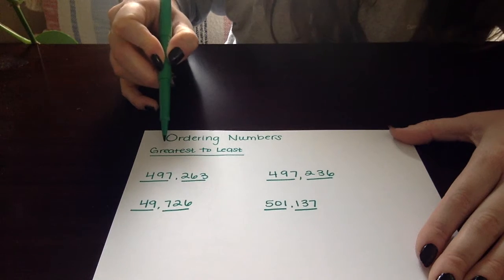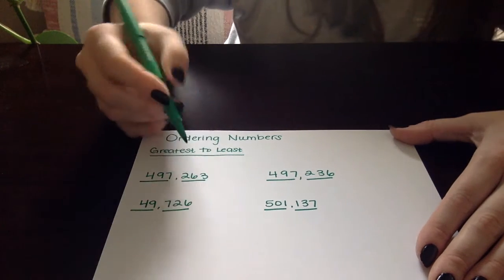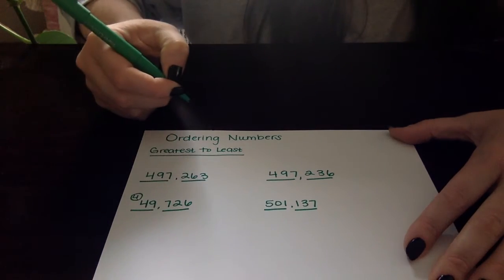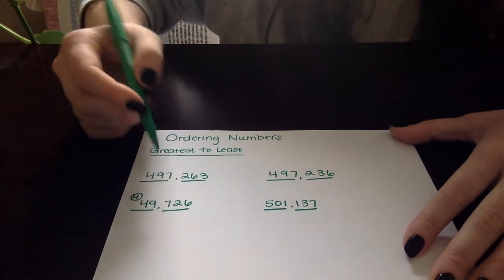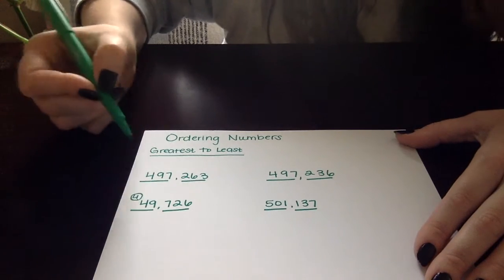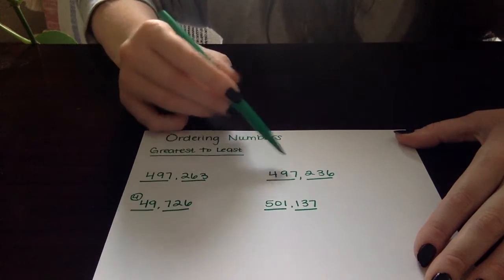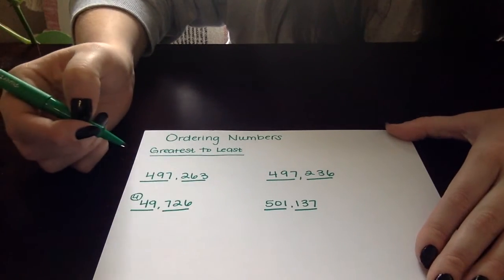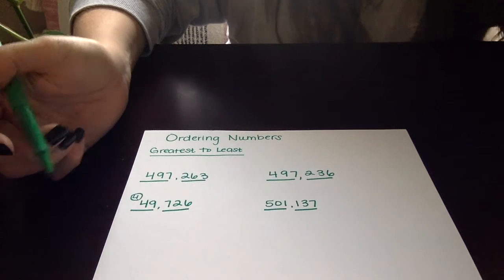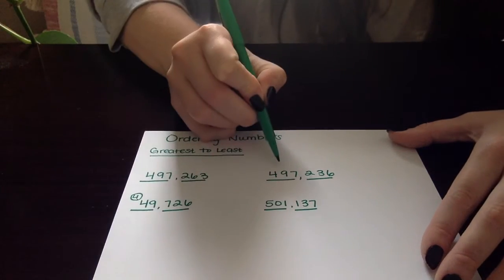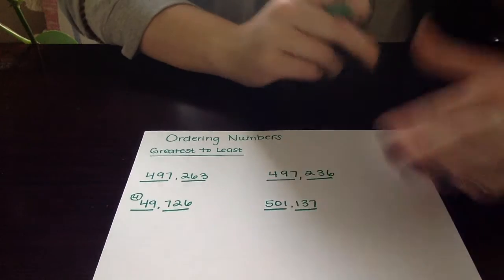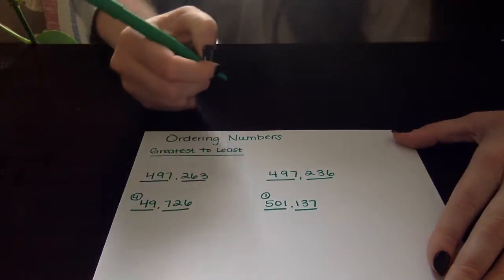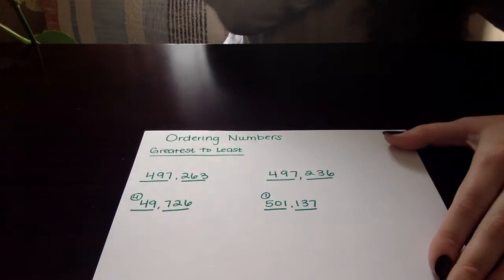Since I've been asked to order from greatest to least, and I have 4 numbers total, 49,000 is going to come fourth in my lineup. Because 2 digits is smaller than 3, 49 is smaller than 497, 497 and 501. The next thing I need to look at is, do I have a clear largest? I do. Here I have 497, 497, and 501. 501 is larger than 497, so I'm going to label this as my number 1. This is my greatest number, my largest number.